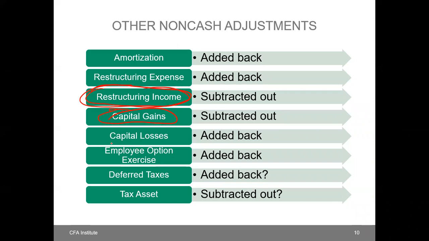Let me take you to another example for this kind of adjustment. Employee option exercise. What happens if employees exercise stock options? What happens to the cash flow of the firm? If the employees exercise their stock option, don't you think that employees pay cash? Employees pay cash to the firm. It is not altogether free of cost.